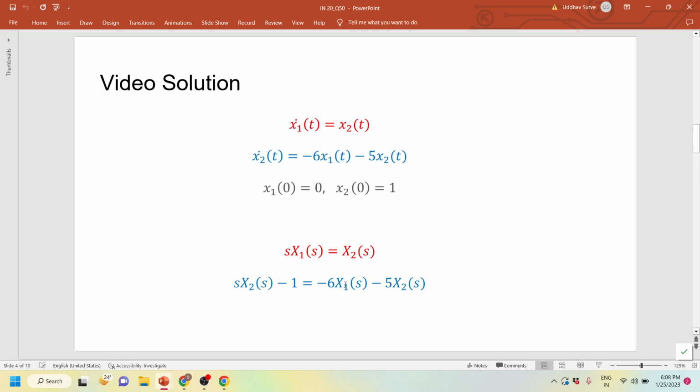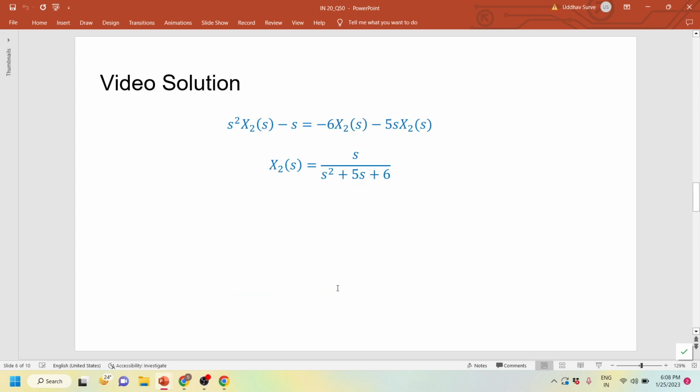So by taking Laplace again, sX2(s) minus X2(0), that is equal to 1. So we substitute this, and then we substitute this red equation in that, and we get everything in terms of X2, because we wanted X2 at 1 second. At the end of the day, we want X2(t) in the time domain. So we are solving for X2(s) and then we'll take the inverse Laplace transform.